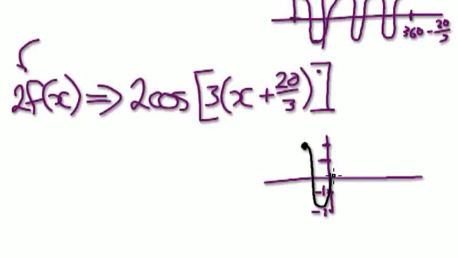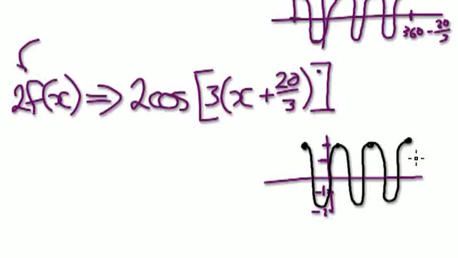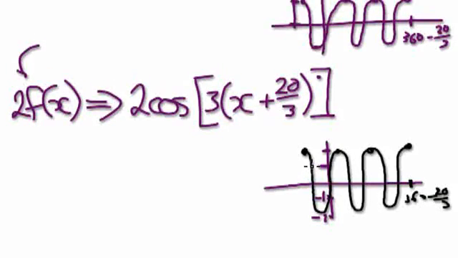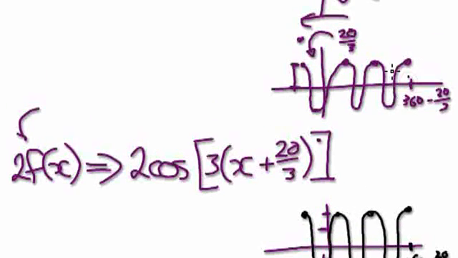It now has an amplitude of 2. So 1 cycle, 2 cycles here, and 3 cycles here. Don't forget, this point here is still 360 minus 20 over 3. This point here is still the same. It's just this is going to move up here. You're just changing the amplitude here.